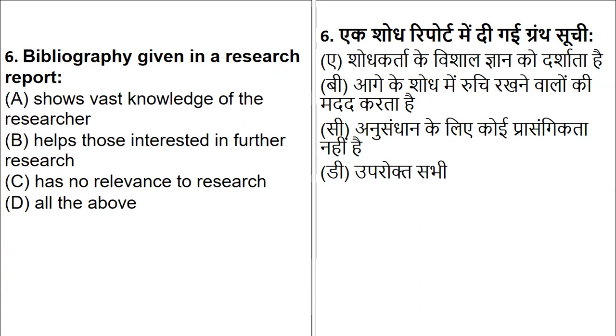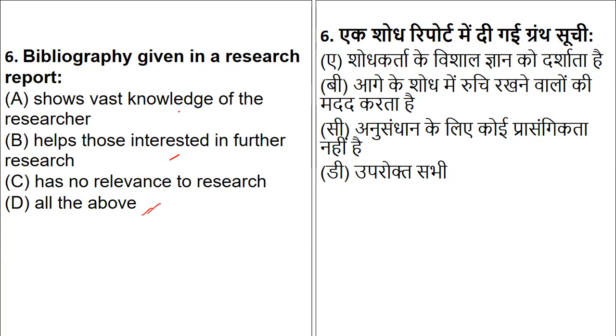Coming to the next, bibliography given in research. Bibliography indicates all the links, all the type of information which you have taken in order to help your research get ahead. It shows the vast knowledge of the researcher. It helps those who are interested in further research. It has no relevance to the research, or all of the above.